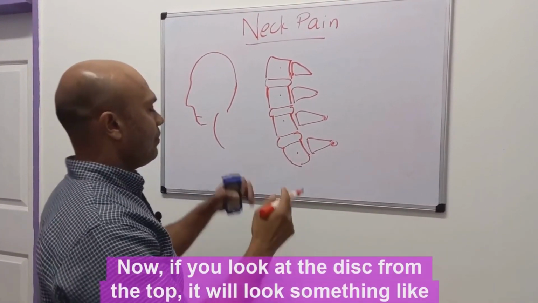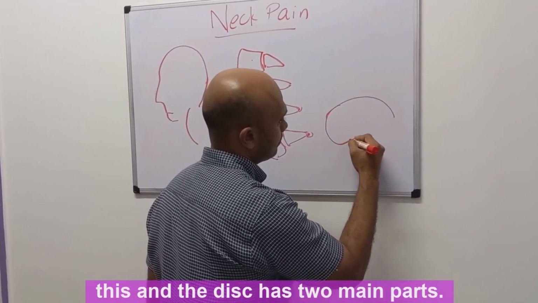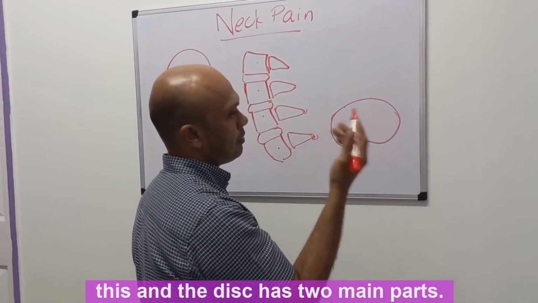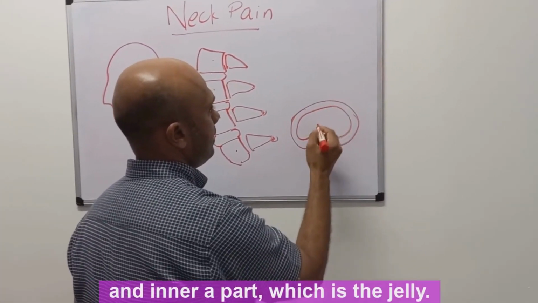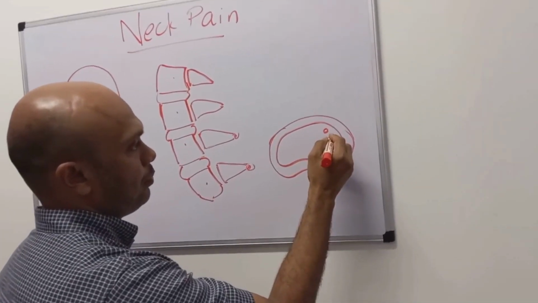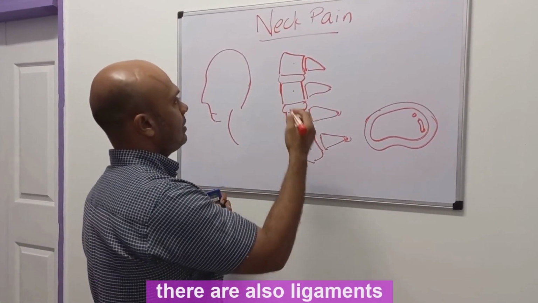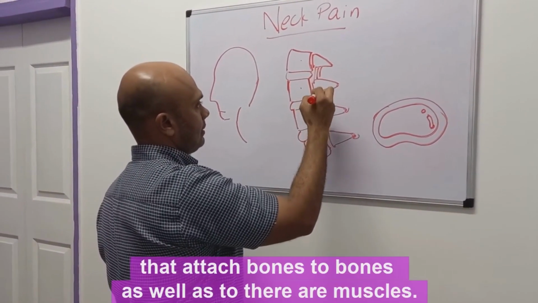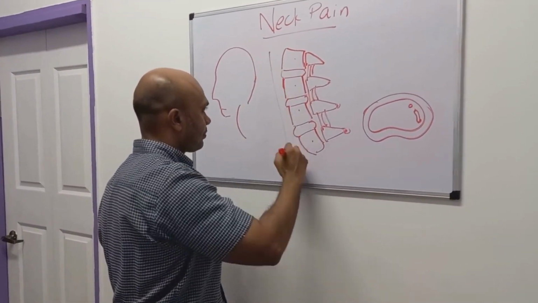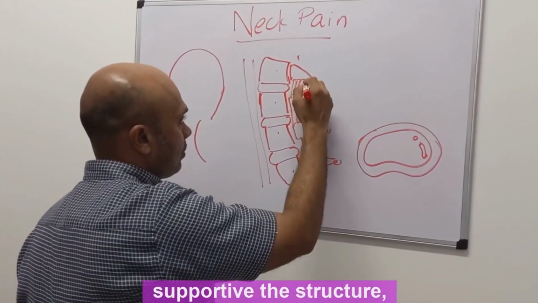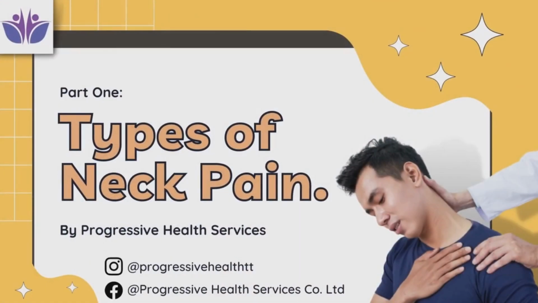Okay. Now, if you look at the disc from the top, it'll look something like this. The disc has two main parts, the outer part, which is a tough fibrous ring, and the inner part, which is the jelly. Now, to keep this entire structure together, there are also ligaments that attach bones to bones, as well as muscles that help support the structure and also allow for movement of the neck.